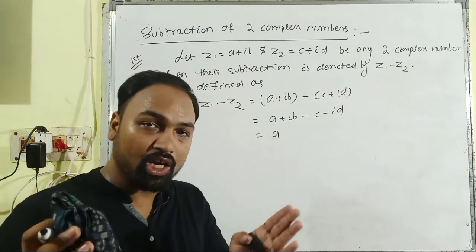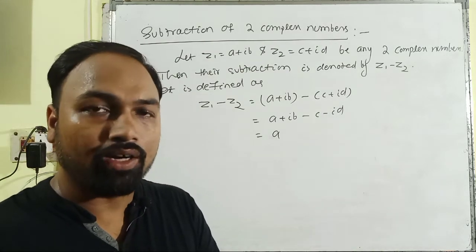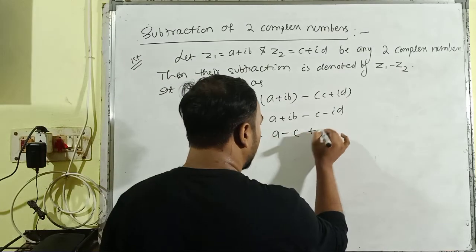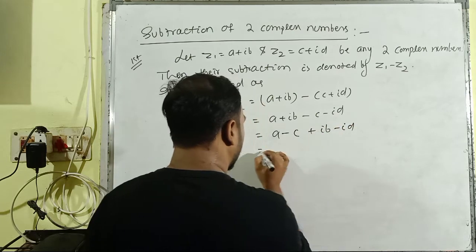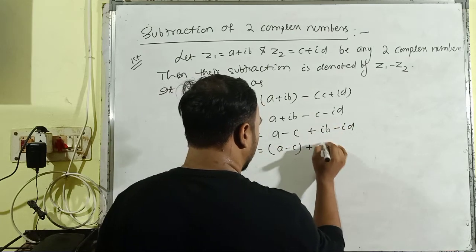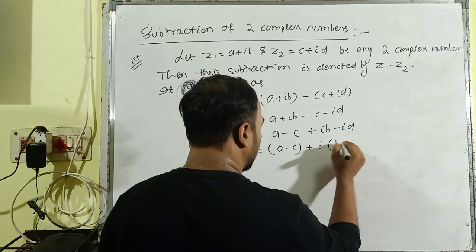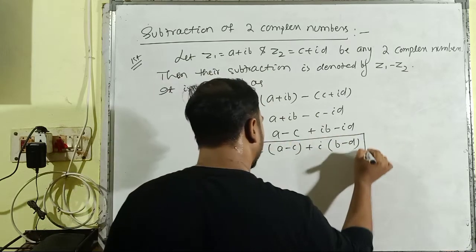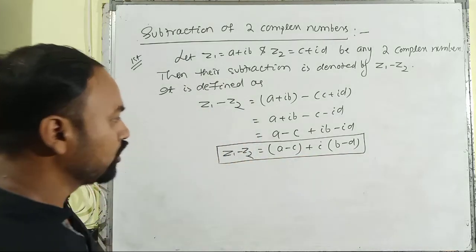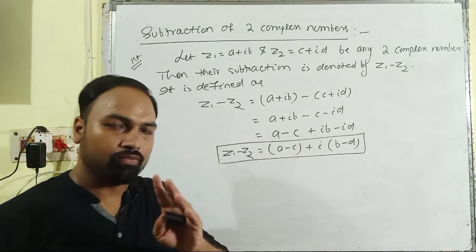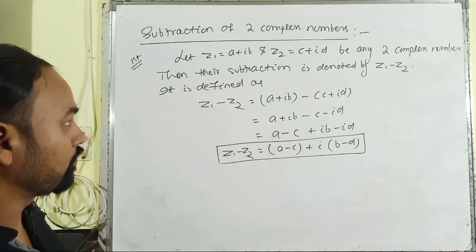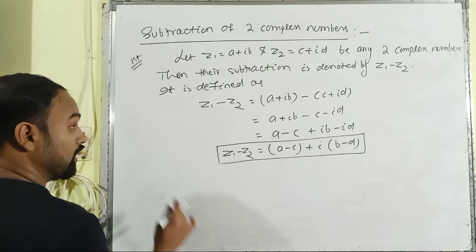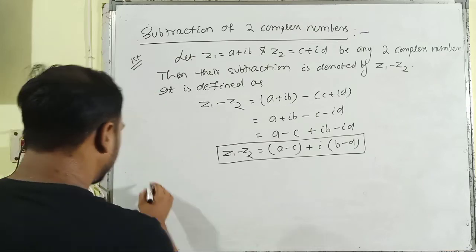Then we have to again combine the real part with the real part and the imaginary part with the imaginary part. That means it is a minus c plus ib minus id, and then this is a minus c, and taking a common i from the last two parts, it is b minus d. That means it is z1 minus z2. Okay. So here it is the subtraction of two complex numbers. Let us take an example.